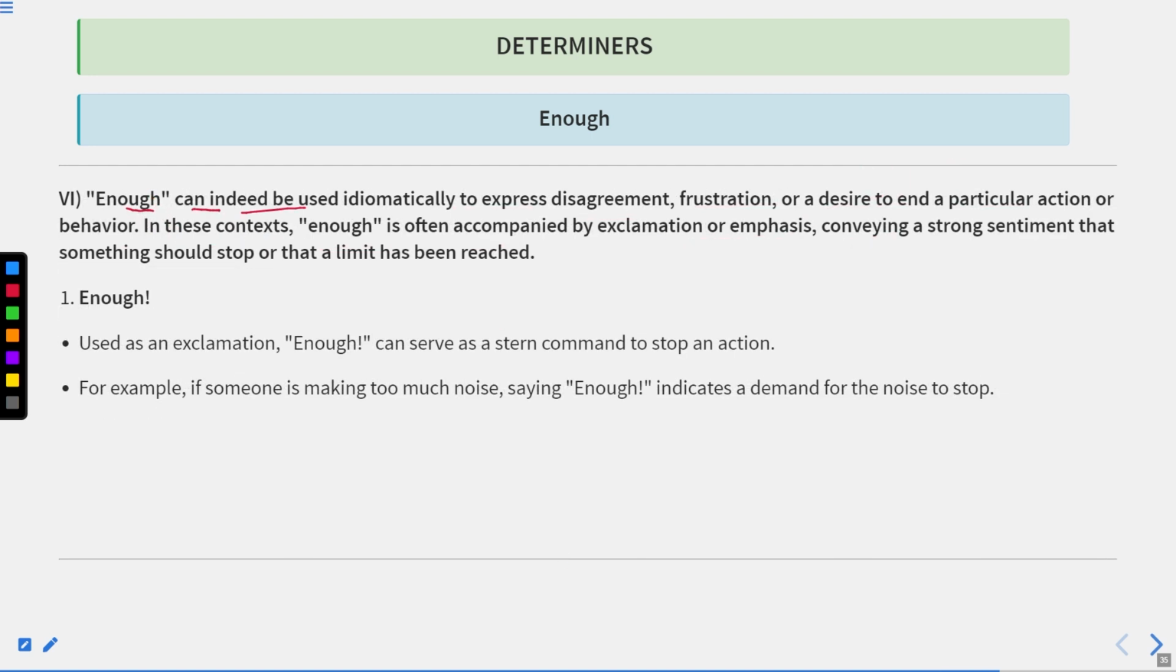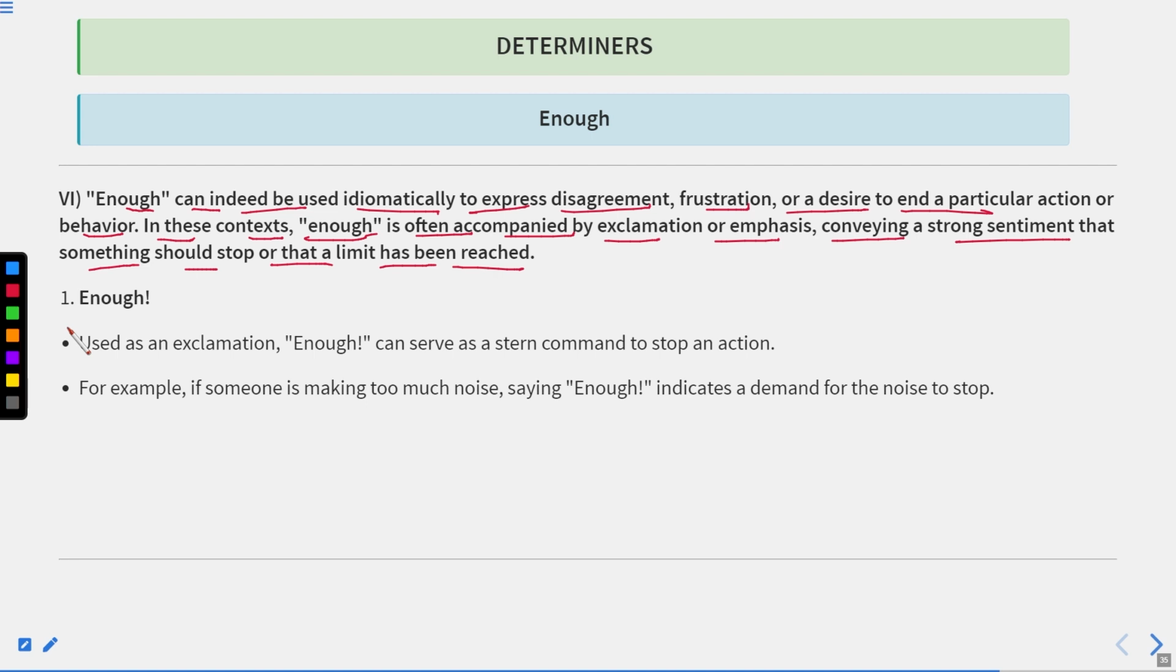Now, enough can indeed be used idiomatically to express disagreement, frustration, or a desire to end a particular action or behavior. In these contexts, enough is more often accompanied by exclamation or emphasis, conveying a strong sentiment that something should stop or that a limit has been reached. For example, if we say enough, okay, it is like we are showing our emotion, that we have been frustrated about something because something happened which is too much now, so we can say enough, there is enough for now. Okay, used as an exclamation in the manner we say enough.